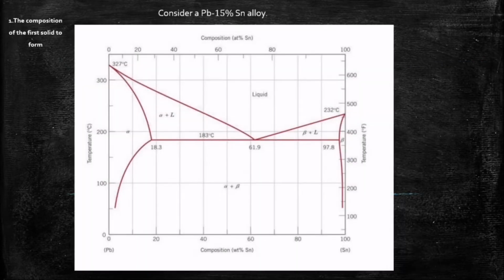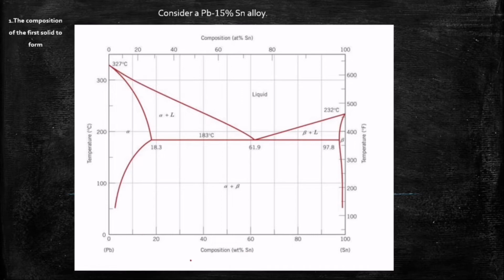So we are going to consider the lead as a 15% tin alloy. So how do you know this? How do we draw it on this diagram? What we're going to do now is, first, we need to consider the composition. The composition is in tin, and we are asked to find that is 15% tin in lead.